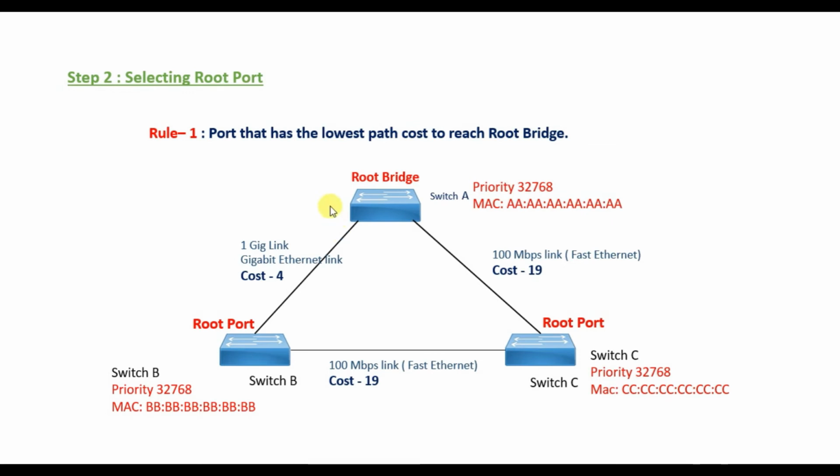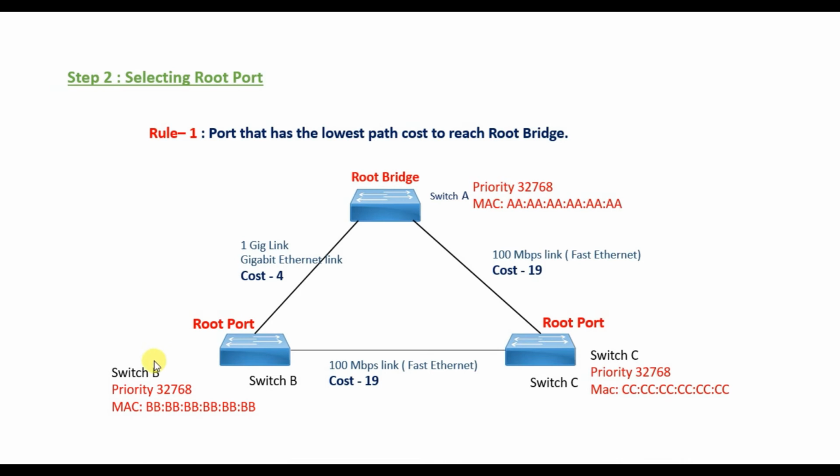Say for example, in my scenario I have three devices interconnected: switch A, switch B, switch C. The priority value of all three switches is the same, the default value, 32,768. So in an election of a root bridge, as per the rule, the switch which has the least priority will be elected as the root bridge. But in my scenario, I'm using the default value, so all the switches have the same priority value.